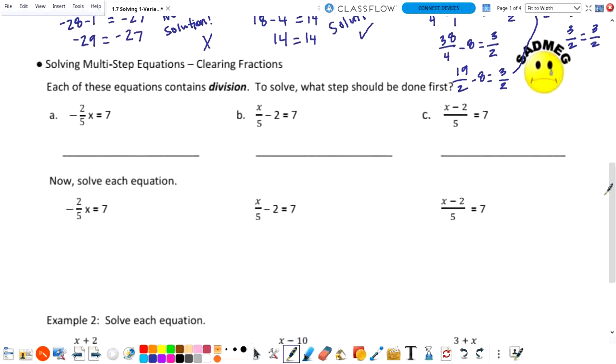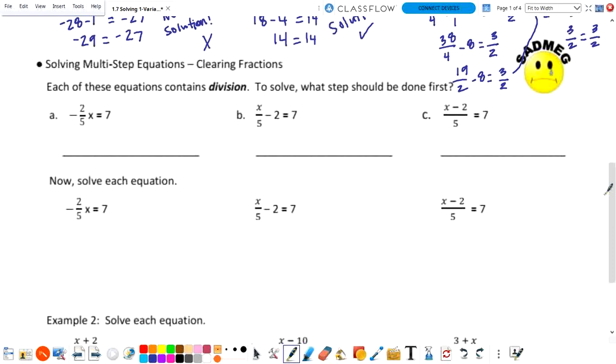Alright, now let's look at solving multi-step equations by clearing the fraction. Each of these equations contains division. To solve, what step should be done first? It's not asking us to solve these, it's asking us what step should be done first.